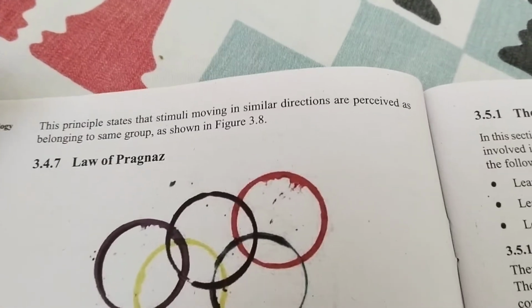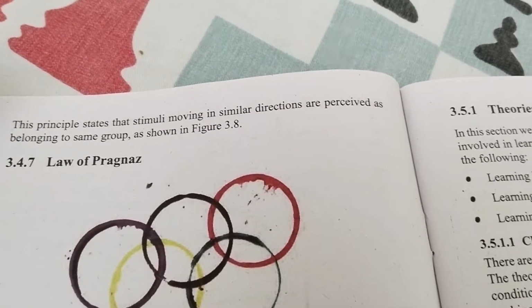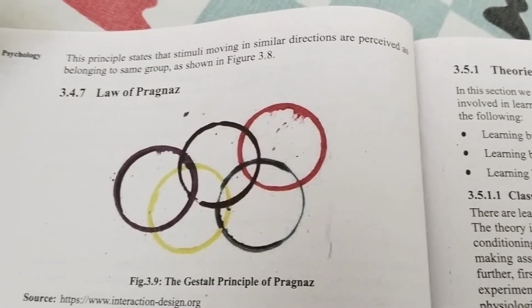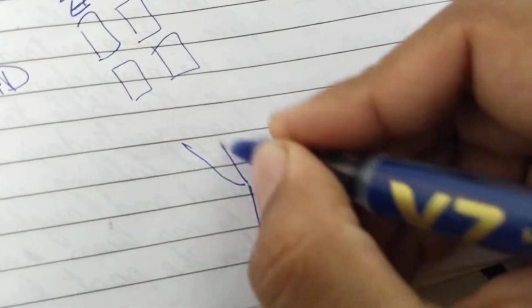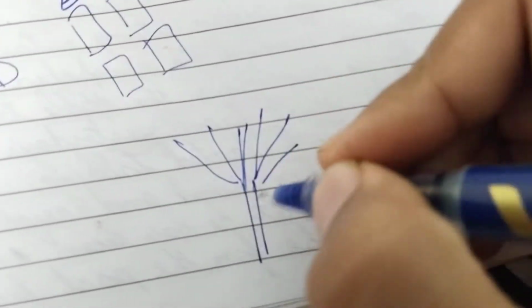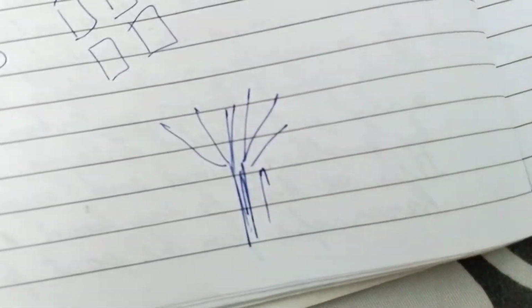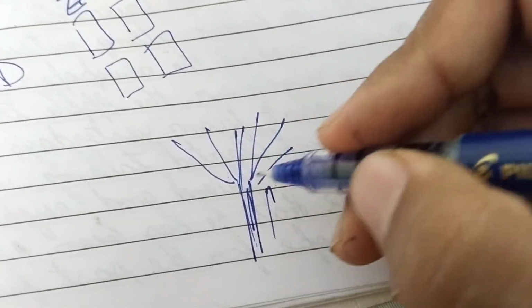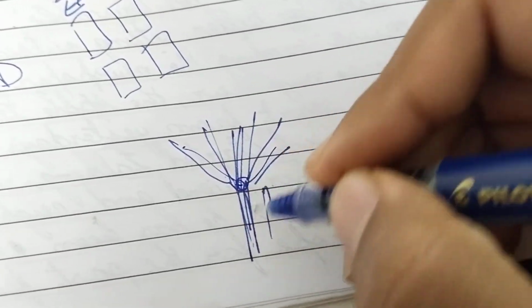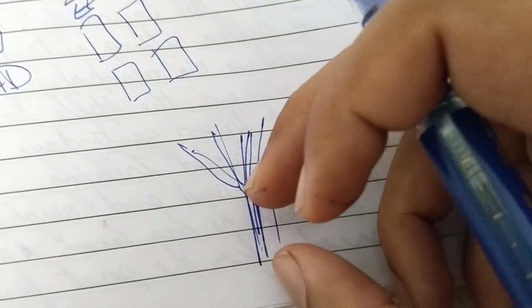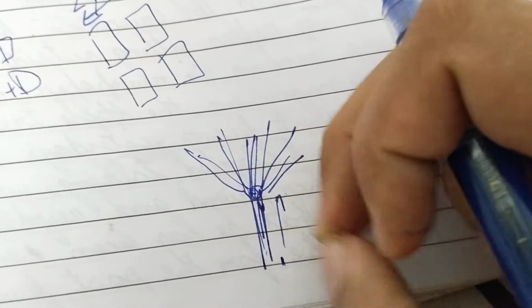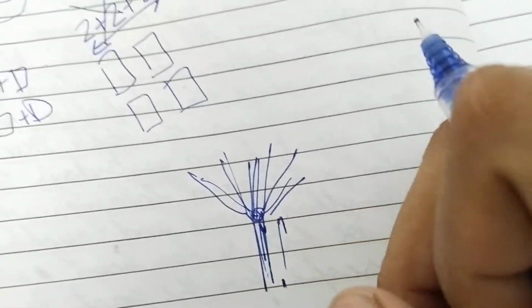Law of common fate. This principle states that stimuli, objects moving in similar directions, are perceived as belonging to the same group. Okay, so objects moving in similar directions are perceived as forming one group. So suppose this is a road, and here the road goes into several different directions, right? But the people moving on this road are all going in this direction. So all of them will be taken as a group that is going in this direction. No matter if they have to change their directions completely after reaching this point, but from here to here, they will be taken as a group. Even if they do not know each other, if they haven't seen each other ever before, even if they belong to different species, we will always categorize them as similar people or as a group of people.